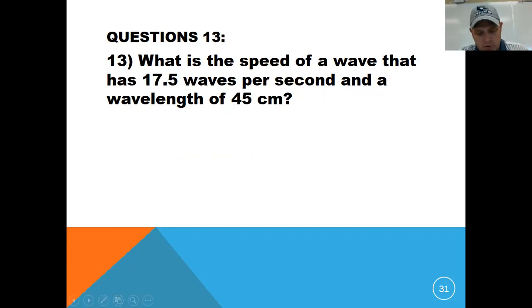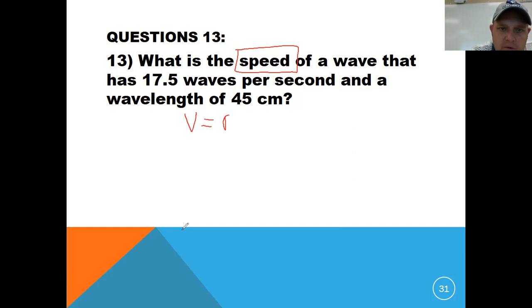All right, let's look at another question. What is the speed of a wave that has 17.5 waves per second and wavelength of 45 centimeters? Well, again, when I read this, I'm hearing the word speed. Now, we use speed and velocity interchangeably. In this case, we know that velocity really has a direction, but our equation is still the same. Velocity equals frequency times lambda.